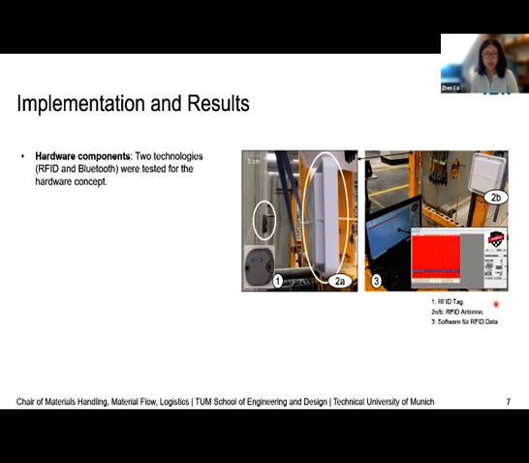So let's come to the implementation. On the hardware layer, we have tested 2 technologies. One is the RFID system, and the other one is the Bluetooth system. For the RFID system, we have RFID tags tagged on the product itself, and also an RFID reader stood nearby. The reader recorded the timestamp of a product coming and leaving the production station, so that we could calculate the production time based on those 2 pieces of information.